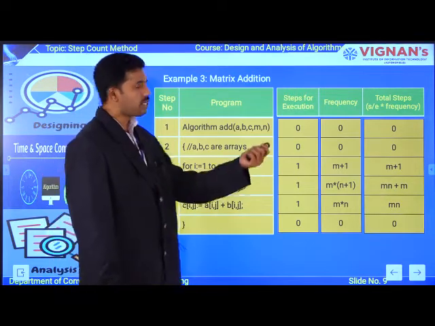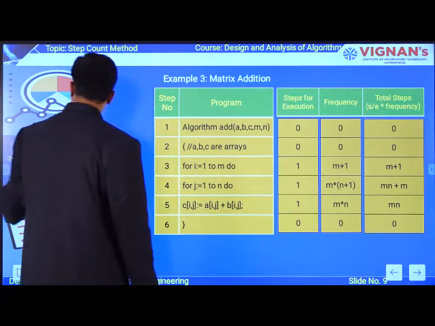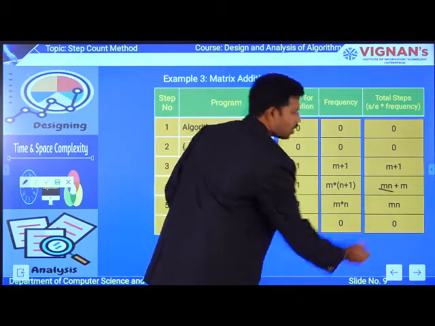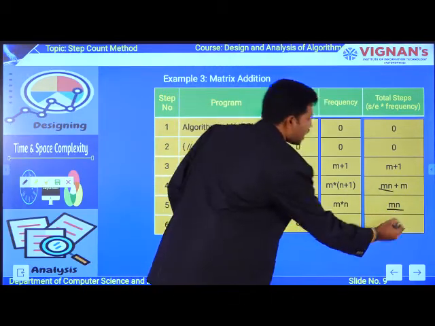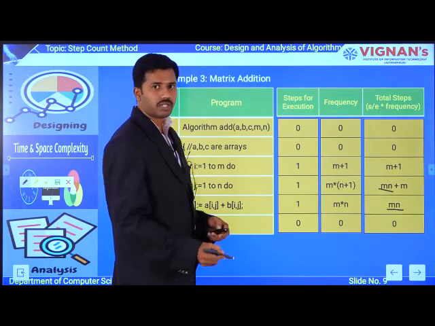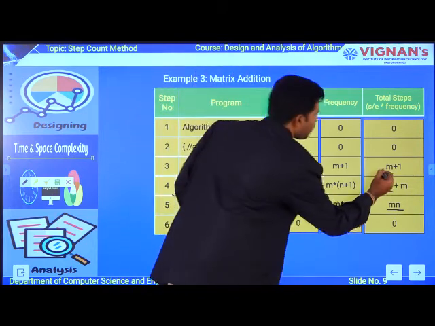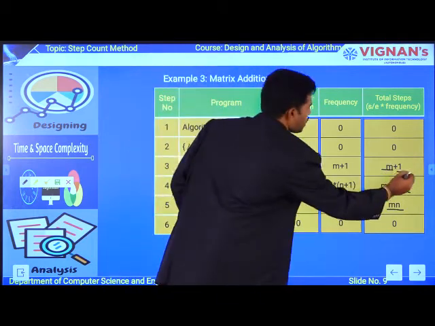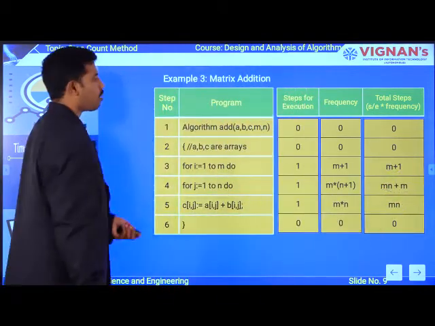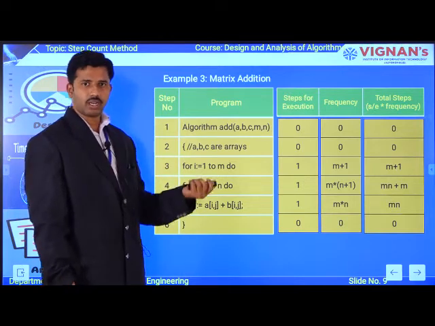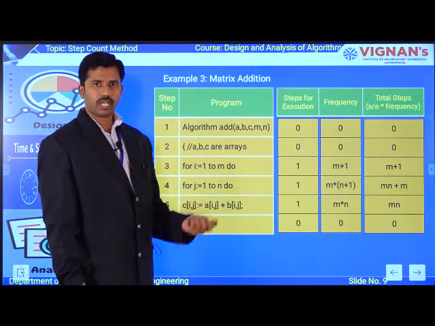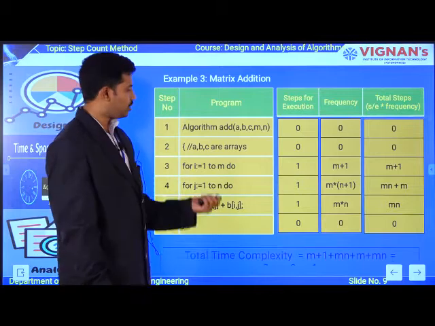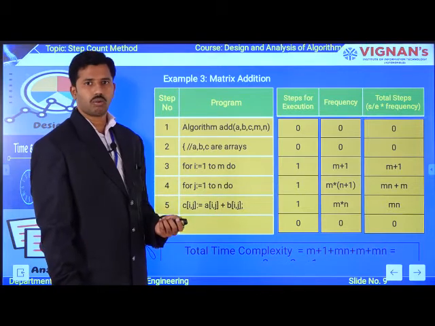So by observing the third parameter, how many mn's are available? Here the first mn is available, here the second mn is available. Mn plus mn, which is 2mn. How many m's are available? 2 m's are available. M plus m is 2m, and 1 is available. So the total time complexity is going to be 2mn plus 2m plus 1. So like this you are going to get the total time complexity. Okay.